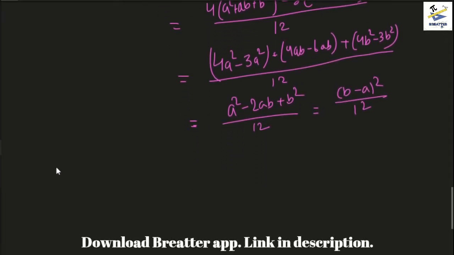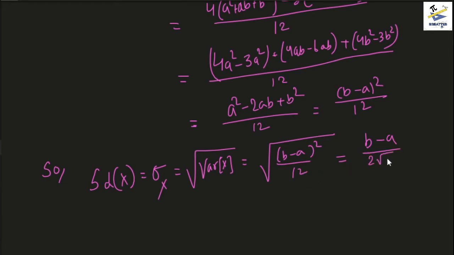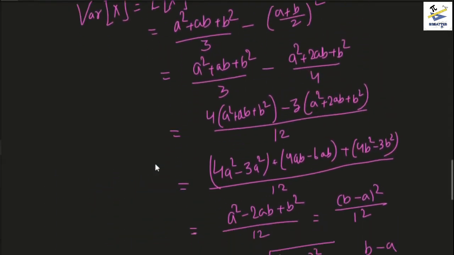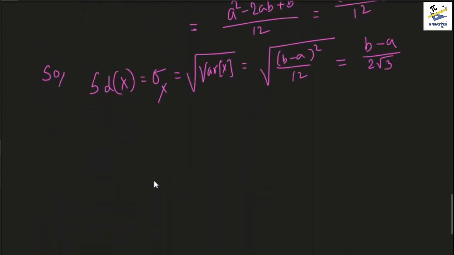Now the standard deviation is just the square root. So SD of X, which is denoted by sigma X, is just root over variance of X, and it is given by root over of b minus a whole square by 12, which is basically b minus a, and 12 is 4 into 3, which is 2 root 3. So this is the required standard deviation for the uniform distribution. Now we have completed the usual topics which we find first. Now it's time to find the higher moments.